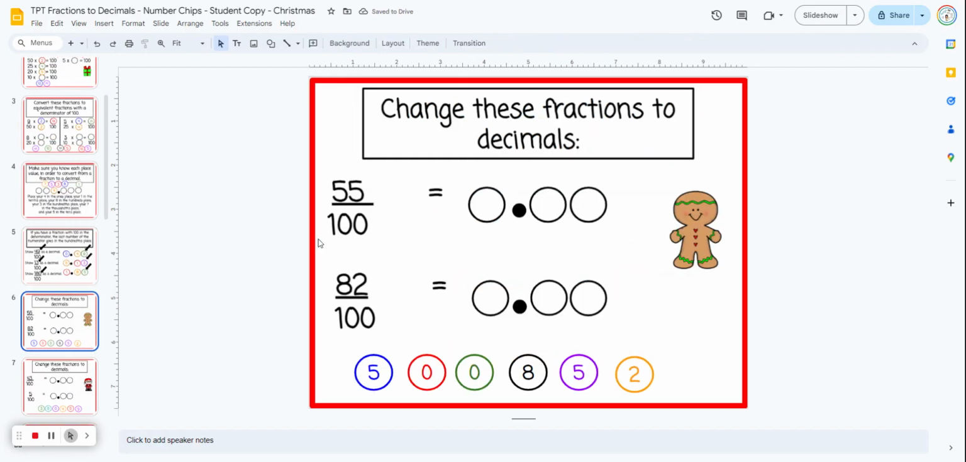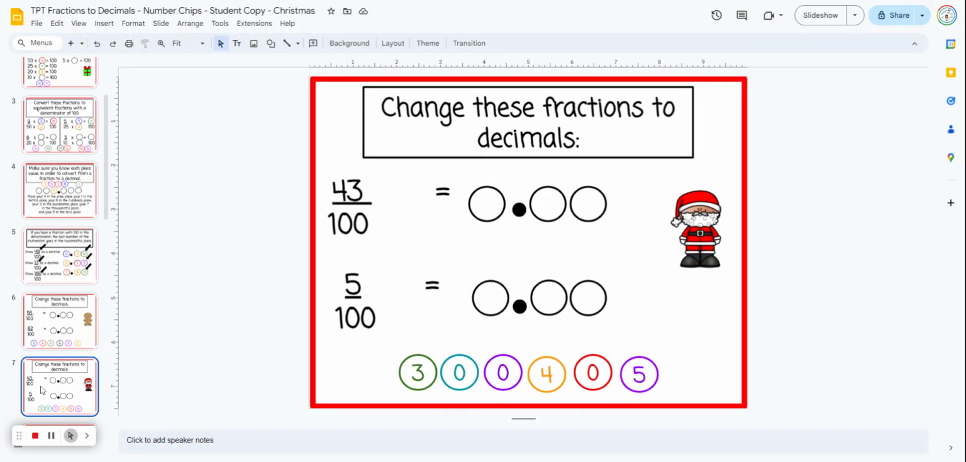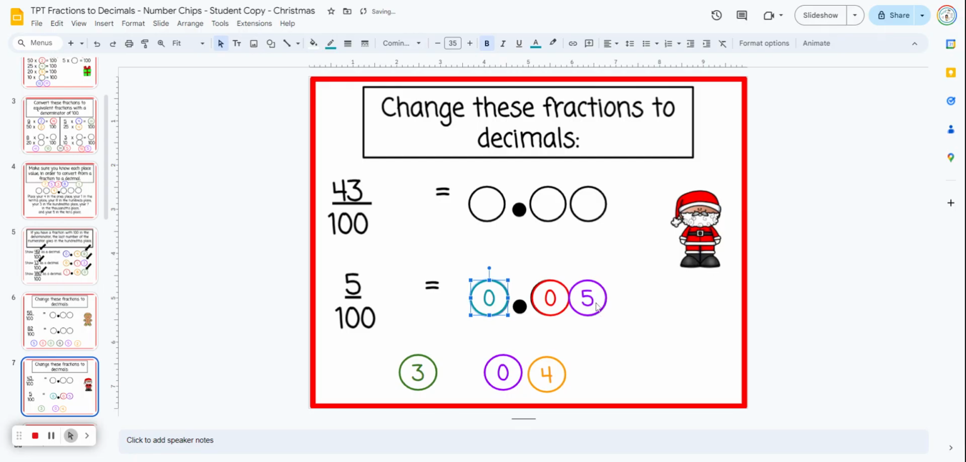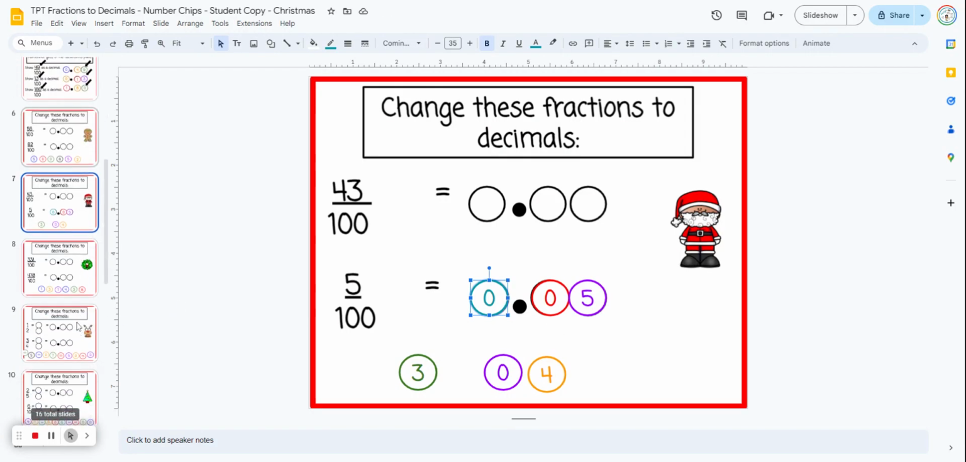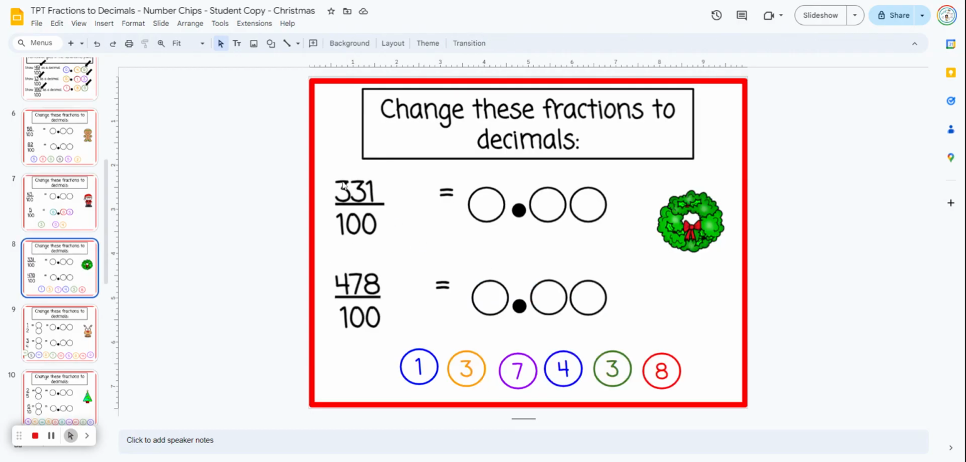So the next slide, they're going to get some practice. So 55 hundredths, they have to place that so that 5 is in the hundredths place, and the 5 also. When they get to slide 7, they've got one that's a little bit different. This is 5 hundredths. That 5 has to go in the hundredths place, and that means these other numbers have to be zeros. So the 5 has to go here, not here in the tenths place. And then they've got a couple with 3 digits in the numerator.